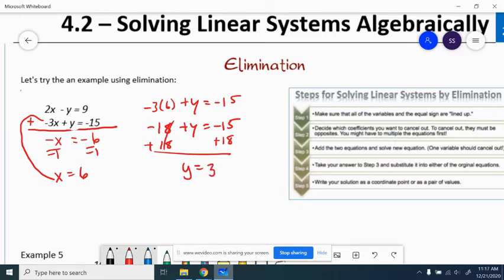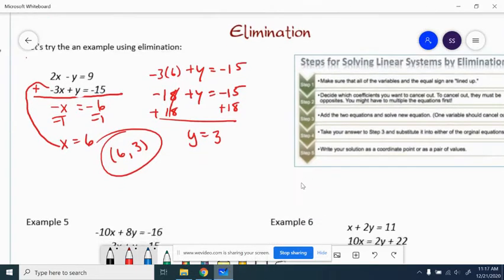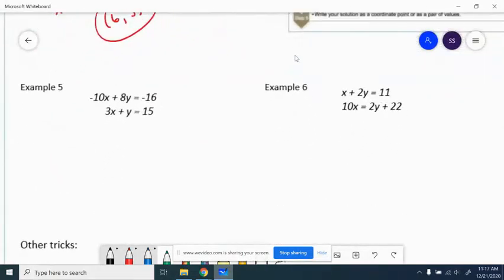And so step 5 tells us we should write our answer as an ordered pair. So we should write this as (6, 3). And there you go. That's the solution to this system. All right, let's take a look at another example here.